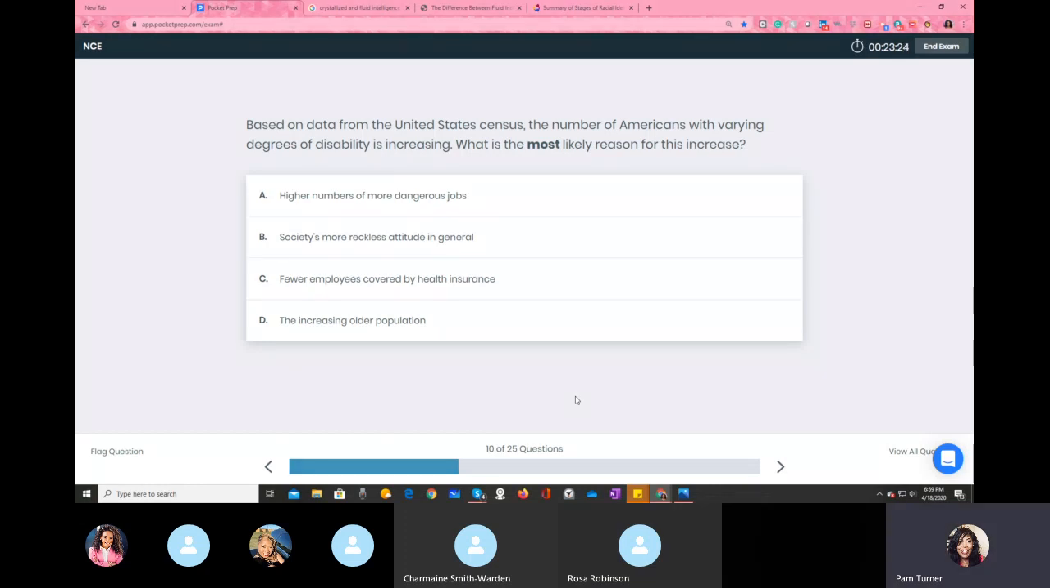Based on data from the United States Census, the number of Americans with varying degrees of disability is increasing. What's the most likely reason for this? High number of dangerous jobs, society's more reckless attitude in general, fewer employees covered by health insurance, or the increasing elderly population? What's the most likely reason? Someone take a guess for me. Why is it happening?